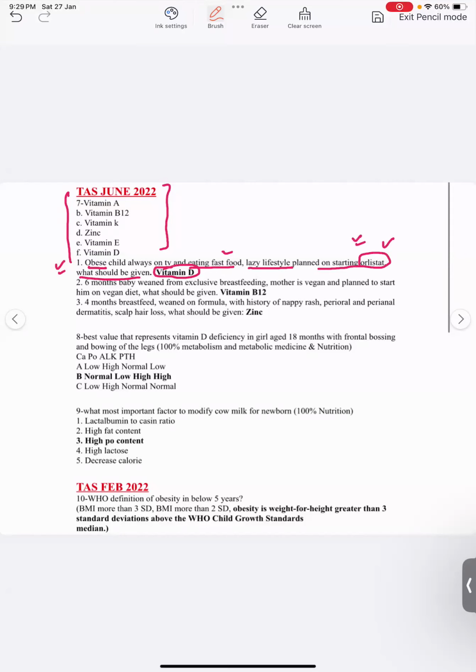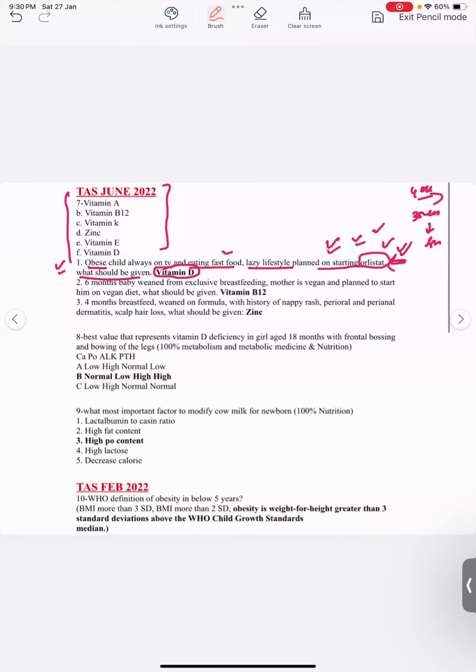Number one point, when we read the guidelines for obesity, they are not talking about orlistat. They say just go for surgery if BMI is more than 40 kg per meter square, or more than 35 with any morbidity. In the latest recommendation they have not mentioned orlistat. But here, they basically want to ask you what the side effect of orlistat is.